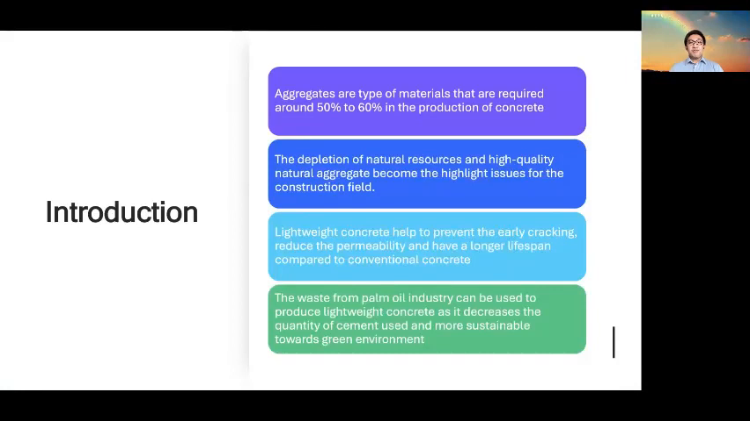Let me introduce this invention. Aggregates are a type of material that is required at around 50 to 60% in the production of concrete. The depletion of natural resources and high-quality natural aggregate has become a highlighted issue for the construction field. Lightweight aggregate helps to prevent early cracking, reduces permeability, and has a longer lifespan compared to conventional concrete. The waste from the palm oil industry can be used to produce lightweight concrete as it decreases the quantity of cement used and is more sustainable for a green environment.